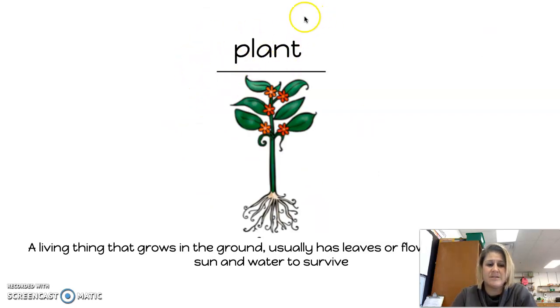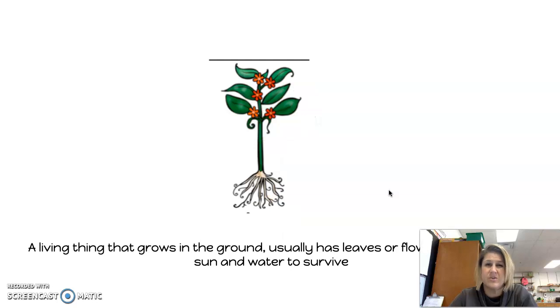A plant is a living thing that grows in the ground, usually has leaves or flowers, and needs sun and water to survive. So these are going to be things that we're going to remember. This picture is what we're always going to see when we're talking about the word plant in all of our vocabulary, definitions, all of our unit on plants. So remember this word plant, and it grows in the ground, usually has leaves or flowers, and needs the sun and water to survive.